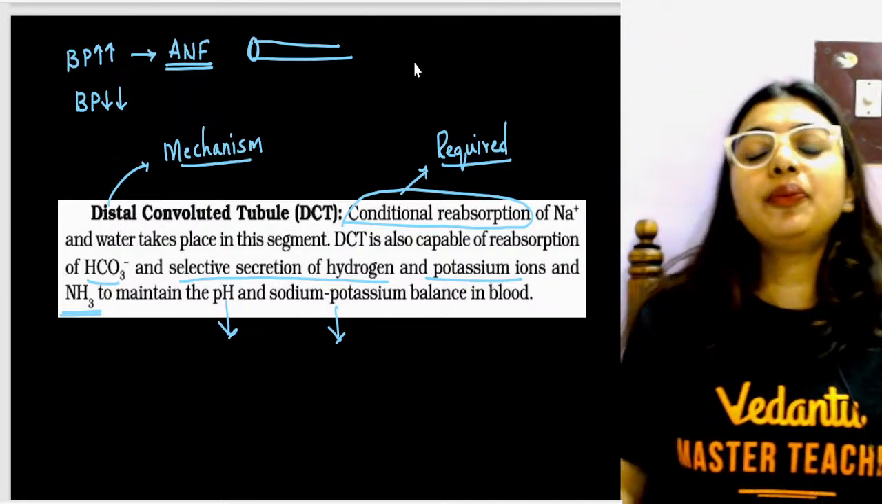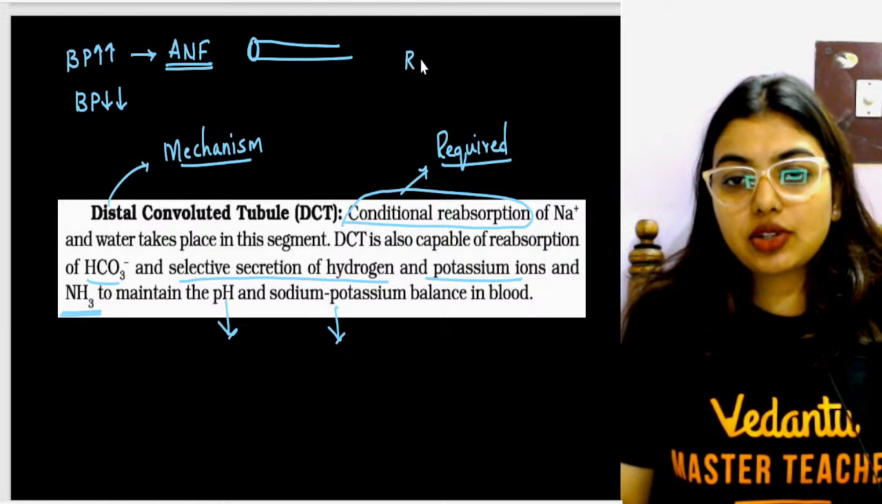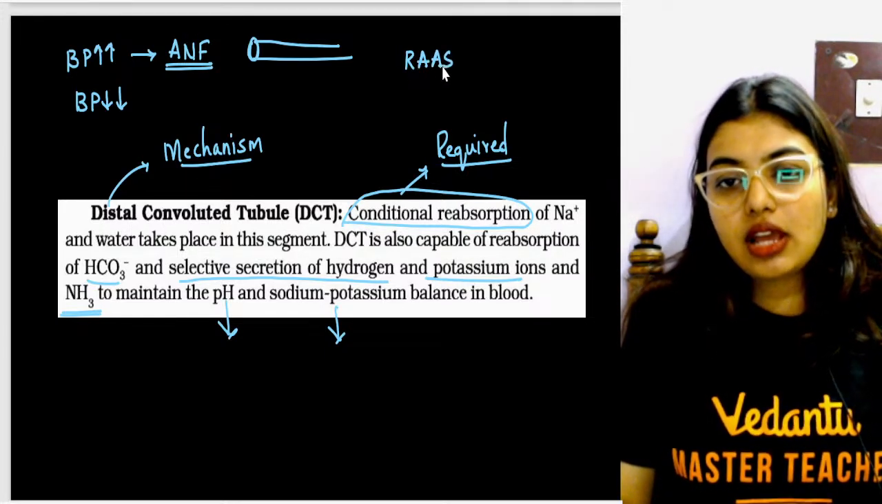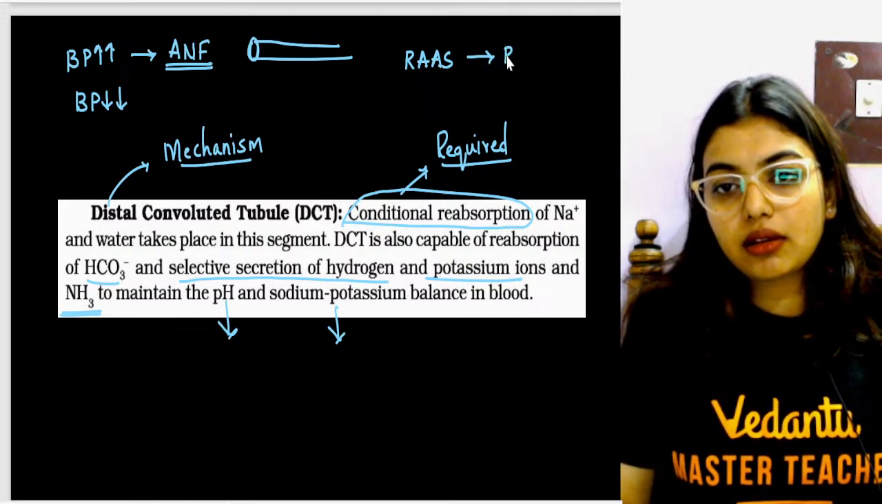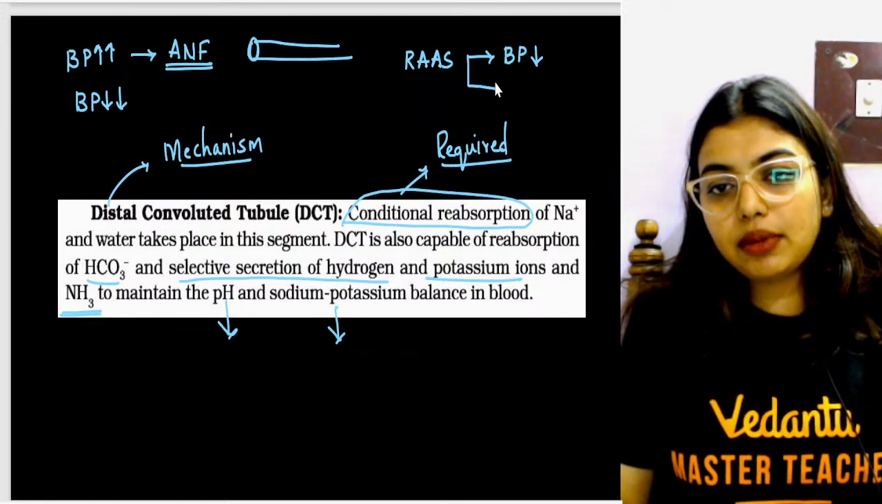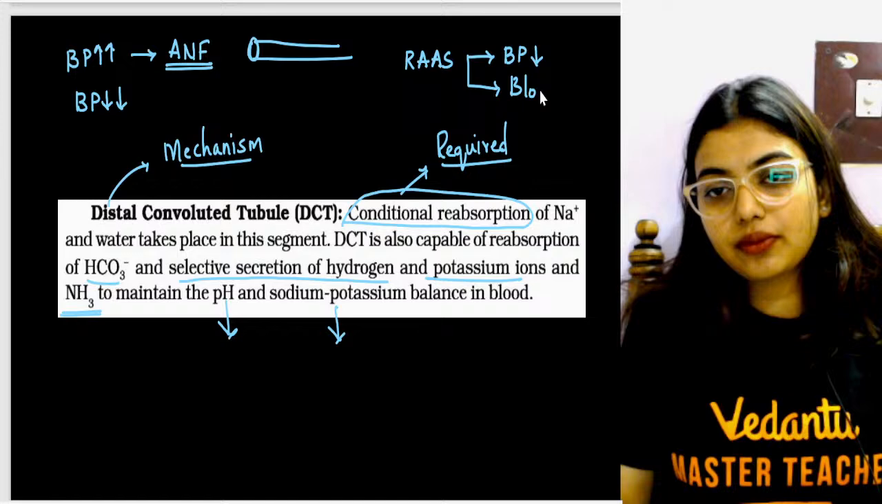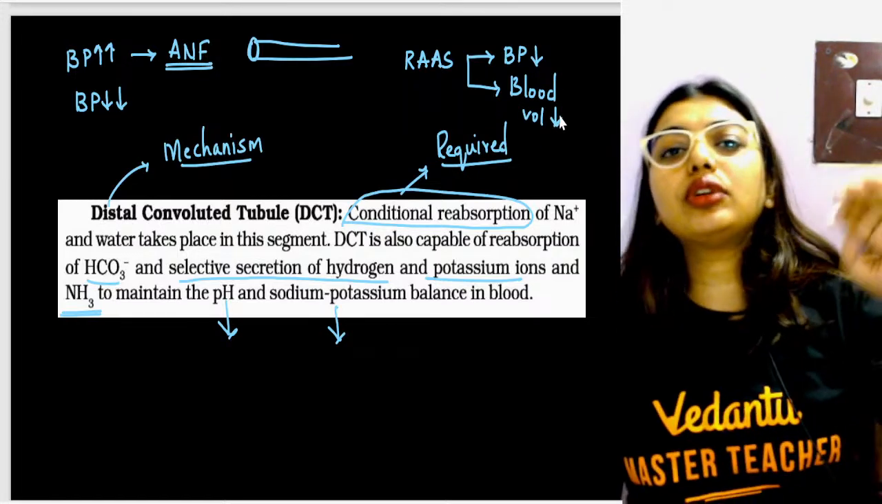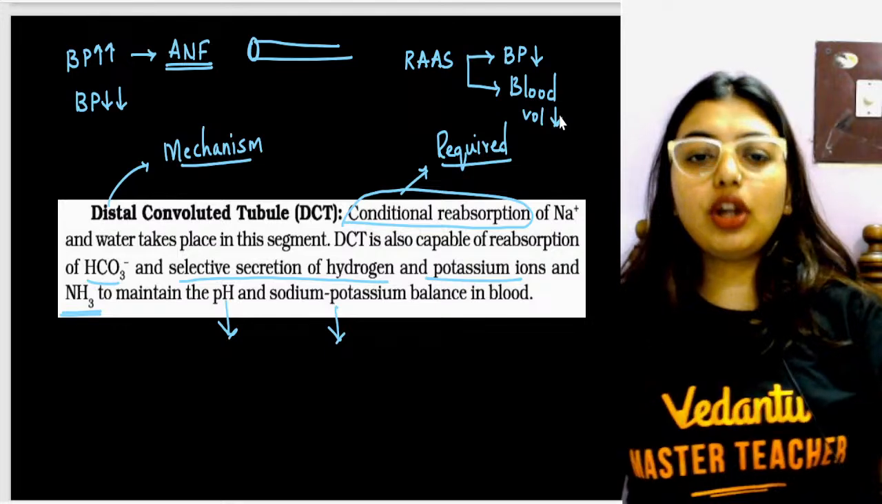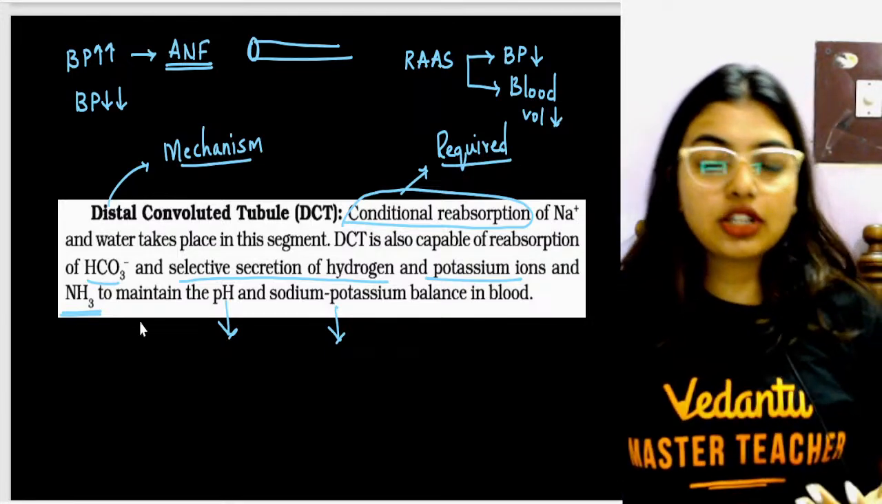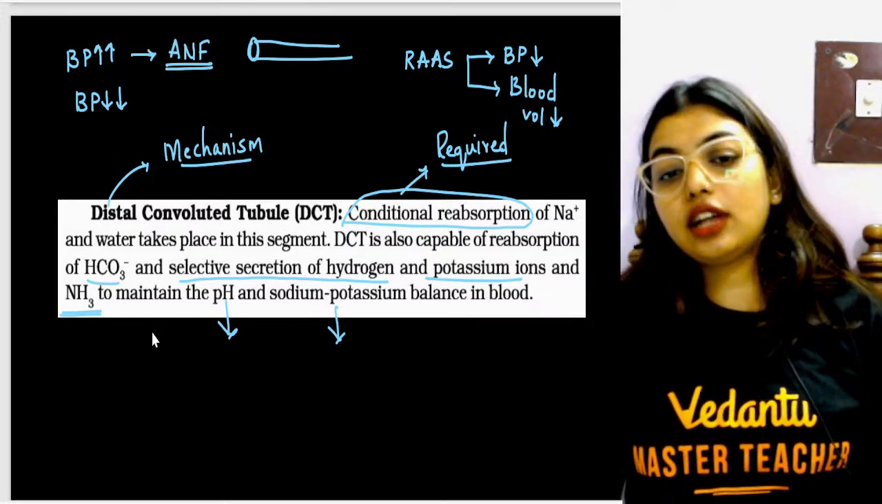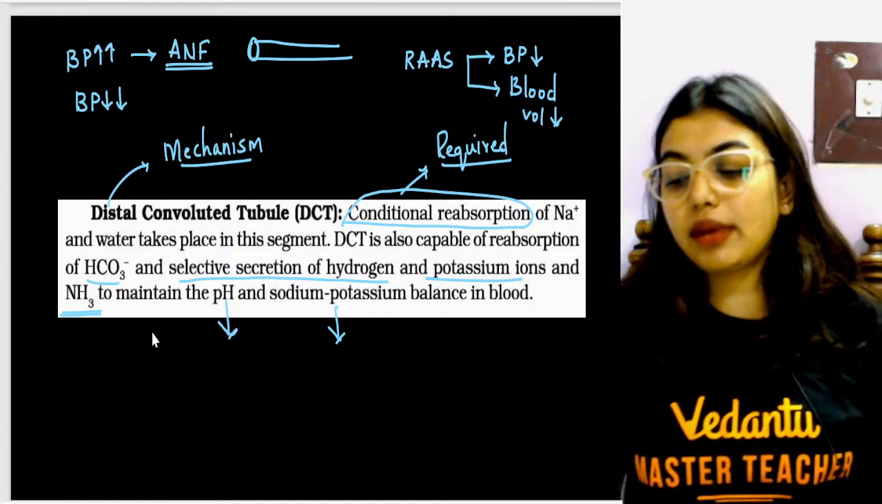Okay, so if the RAS mechanism happens, students, where the BP is low, or let's say blood volume is low, then we are going to take the help of the distal convoluted tubule and our collecting duct to actually reabsorb sodium and water.